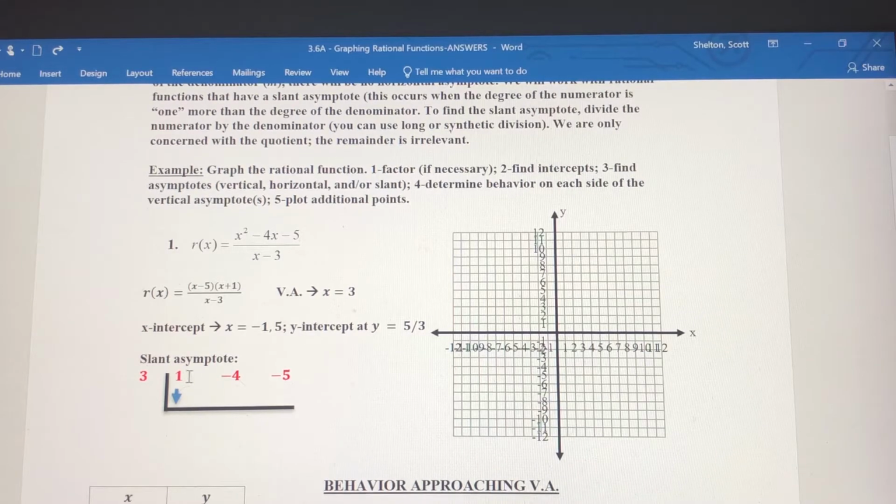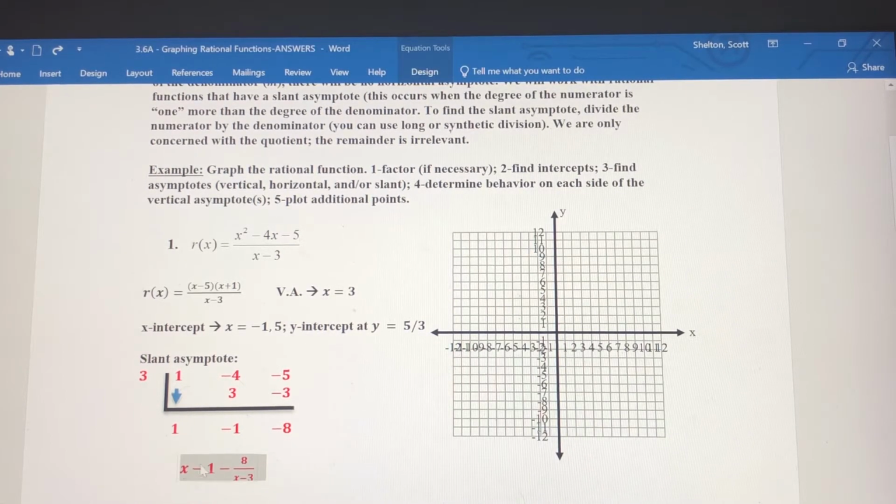So using synthetic division, I'm going to bring down the 1. Okay, and now I'm going to multiply 3 times 1, which gives me 3. When I combine these, I get -1. I'm going to multiply and get -3, combine those and get -8. Now, like we set up here in the notes, okay, the remainder is irrelevant. So we've got x minus 1 and then -8 over x minus 3. The remainder is irrelevant, so I'm going to cancel out those 2 remainders. Okay, so this is the only part I'm interested in when I'm finding the slant asymptote.